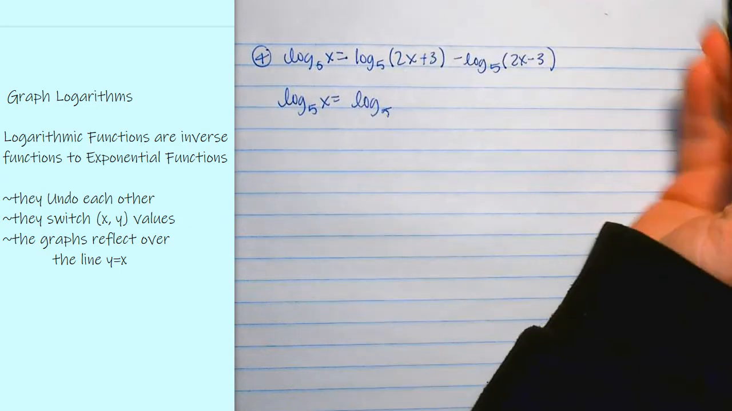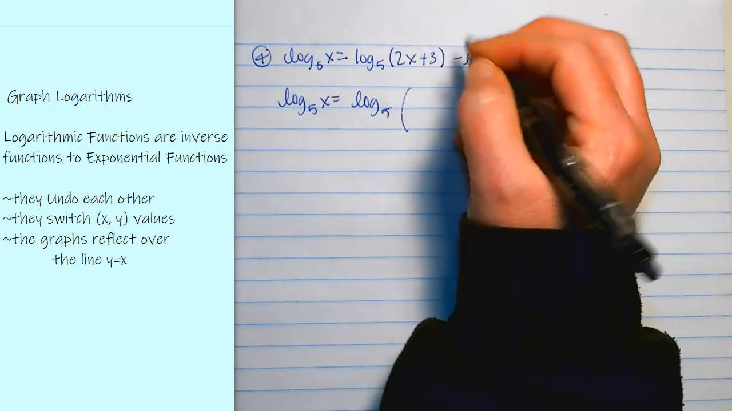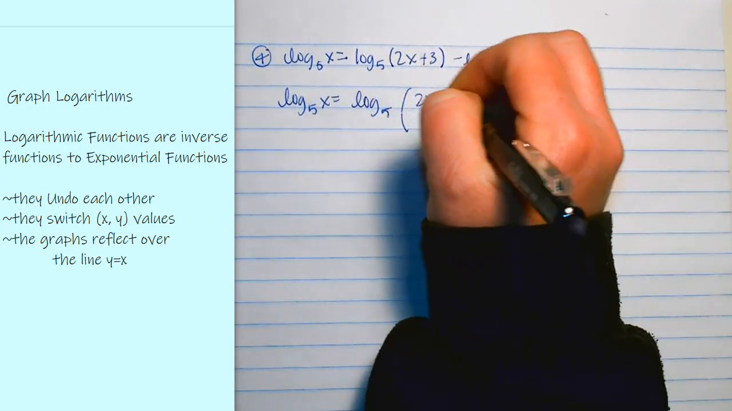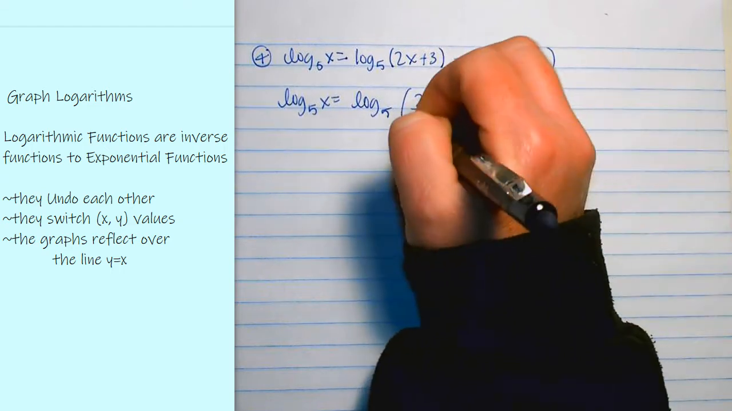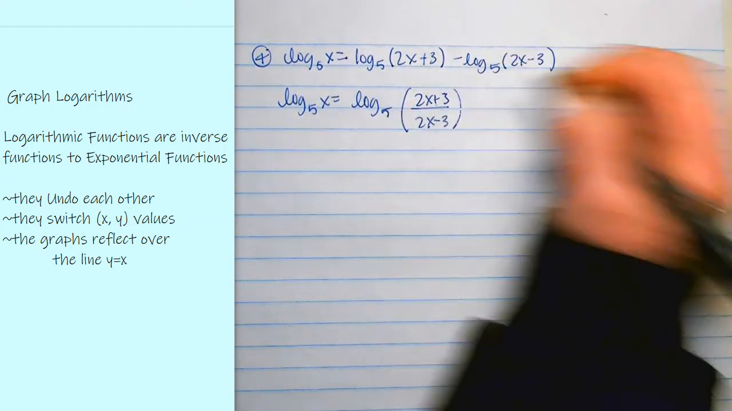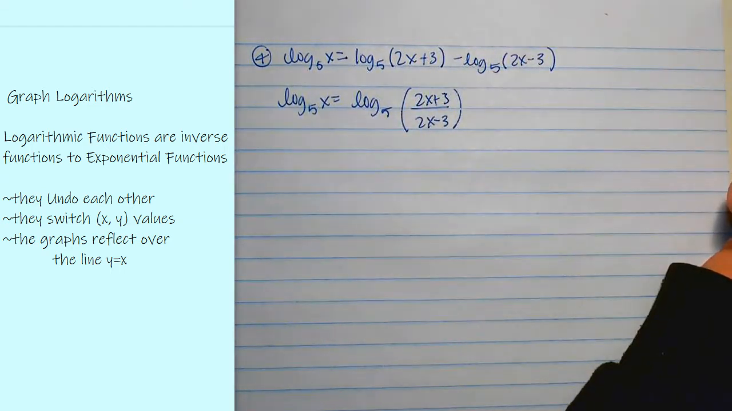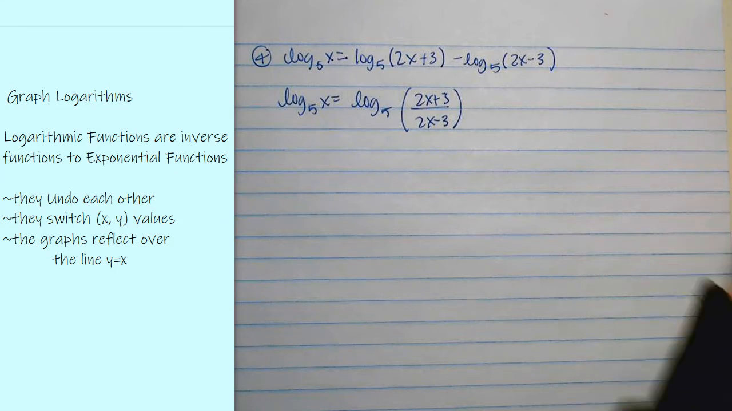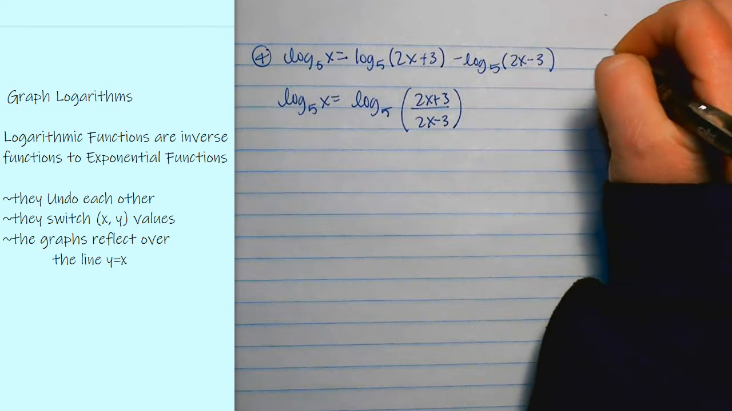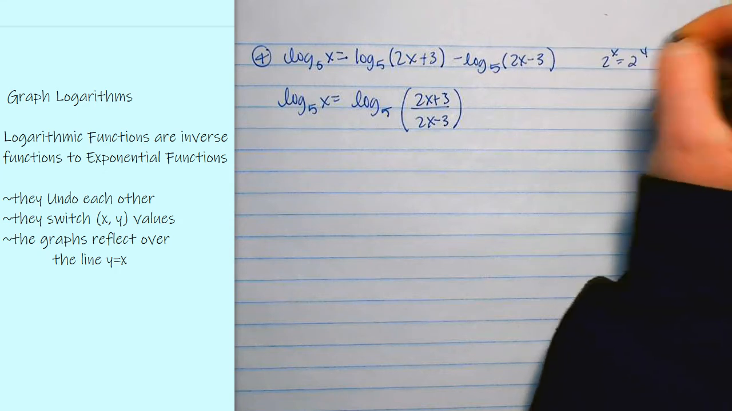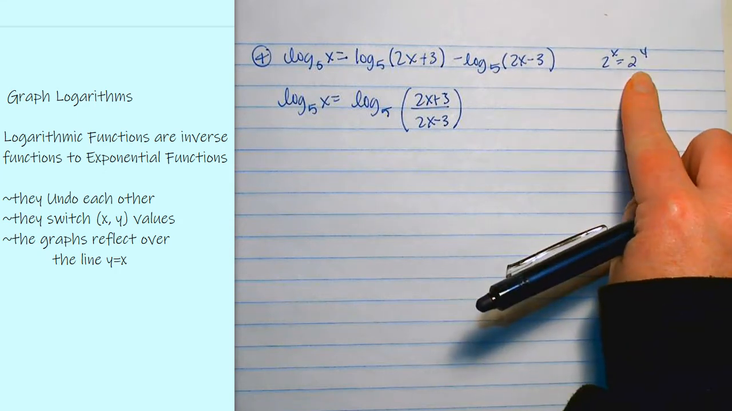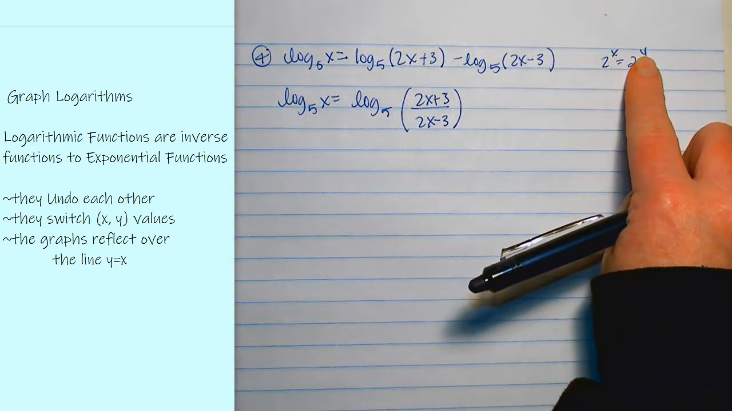So it's log base 5, but subtract means they're 2x plus 3, and then 2x minus 3 is in the denominator. So minus means division rules. So now we can think about this problem the same way we would have considered 2 to the x equals 2 to the 4th. If the bases are the same, then x equals 4. The exponents are the same.